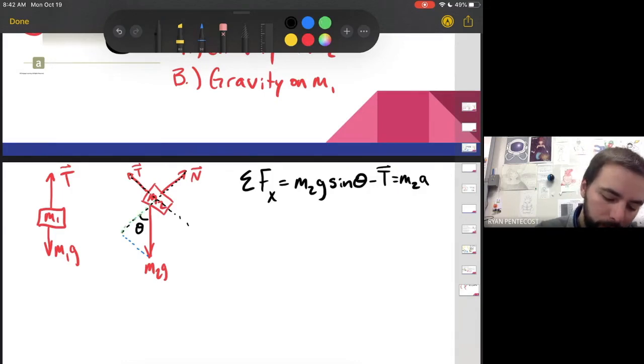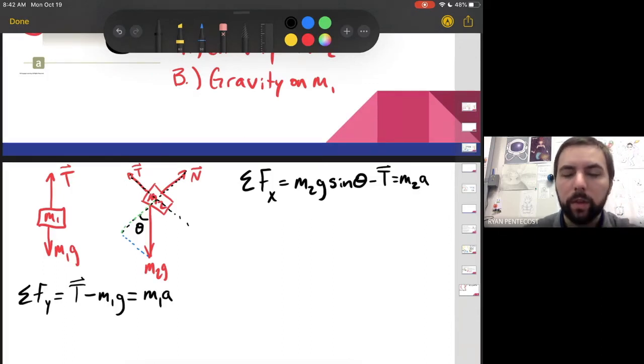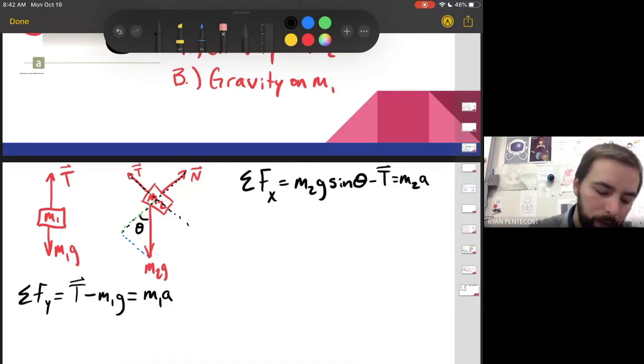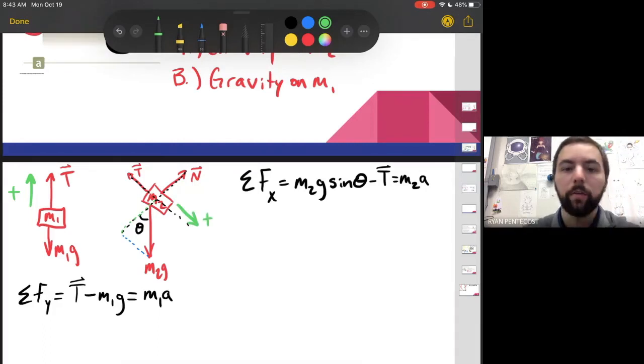Now, if we do the summation of forces in the y on this side, you would have the tension force minus M1G equals M1A. Notice that the positives are a little different, right? Our positive is going up here. Our positive on M2 is going down the incline. And remember, this is us bending the axis over that pulley, because we need to keep the acceleration positive in every scenario of this system.